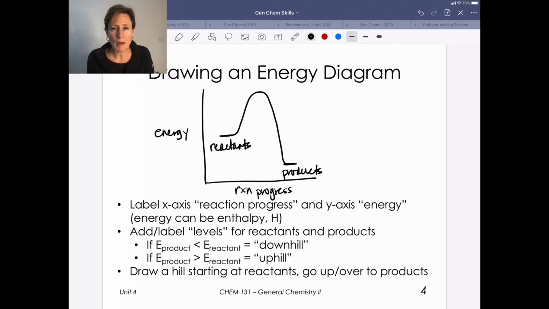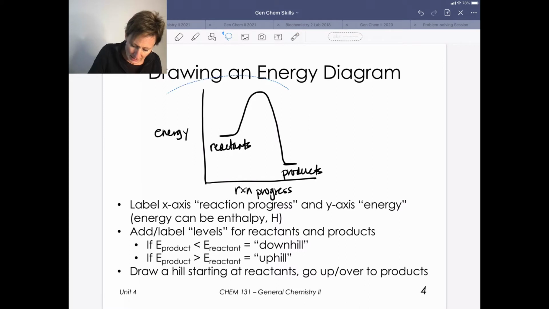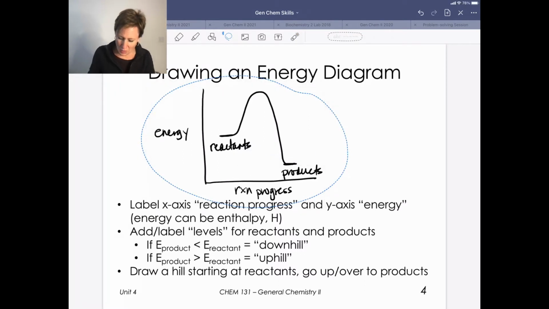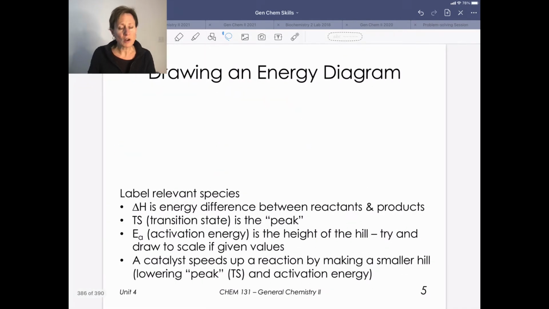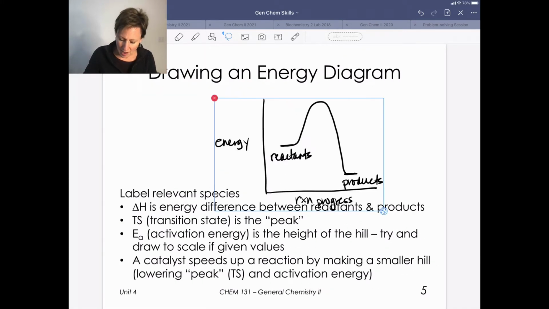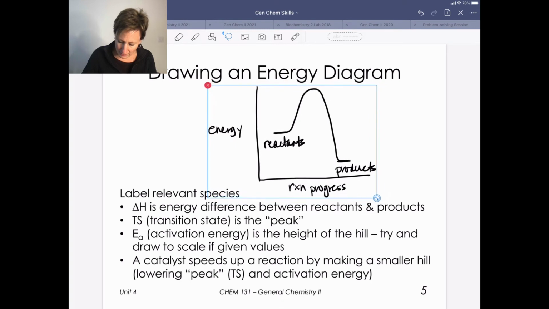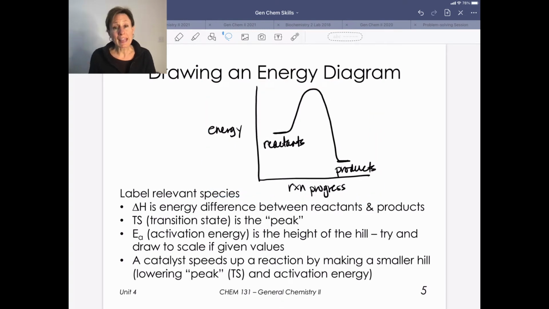Now sometimes we might be given some information that gives us values that relate the difference in energy levels between reactants and products, or the height of our peak up here. We're going to label these on our next slide. So let me copy and paste this so that we can go on to the next slide to talk about what are the things that you might label on an energy diagram. I'm going to put this in here. So we're going to label the relevant species here.